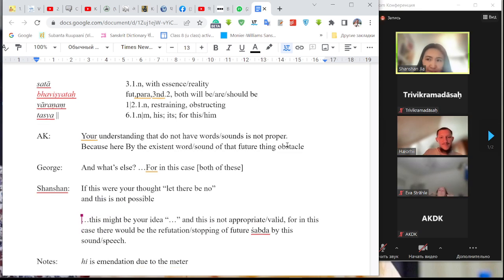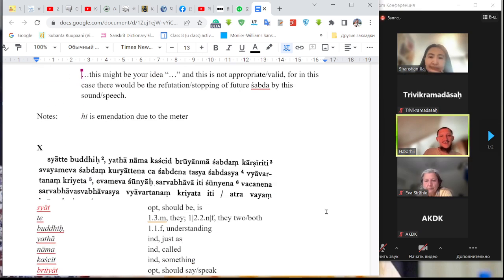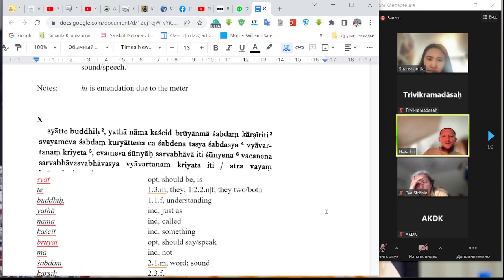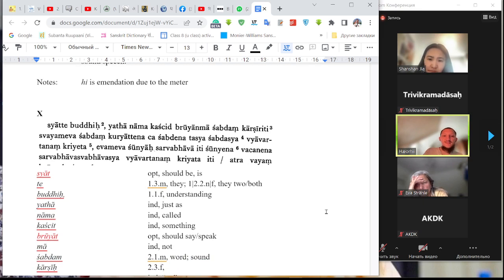Who would like to read? I might try. Yes, please. Syate buddhi yatha nama kaschid bruyanma shabdam karshiriti swayameva shabdam kuryatena cha shabdena tasya shabdasya vyavartanam kriyeta evam eva shunyah sarvabhava iti shunyena vachanena sarvabhava svabhavasya vyavartanam kriyata iti.